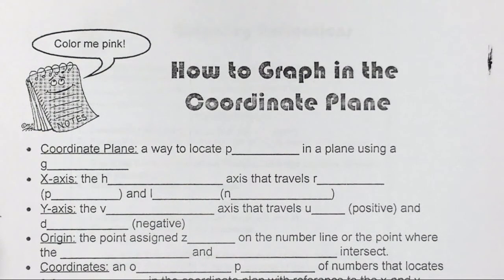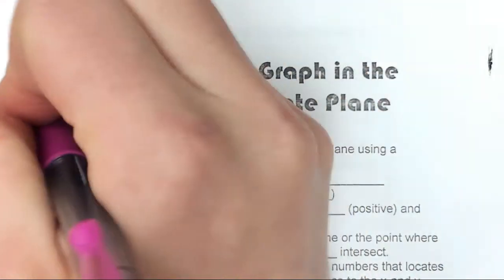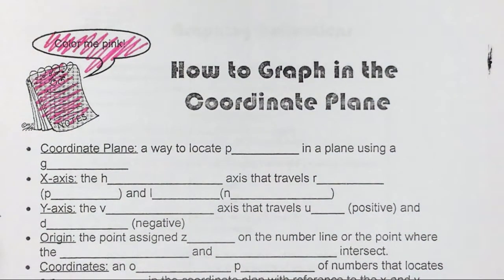In today's video, we're going to review how to graph and plot points in a coordinate plane. This is part of the geometry unit, and so our color for the geometry unit is pink. Okay, we're first going to review some vocabulary.